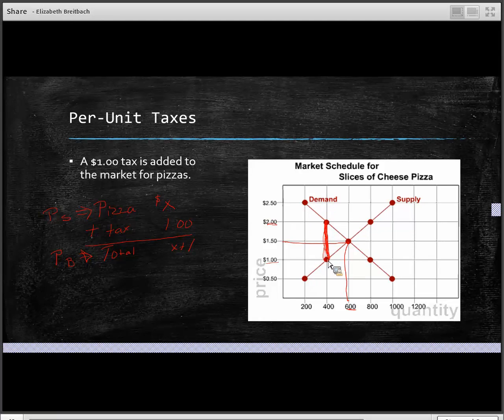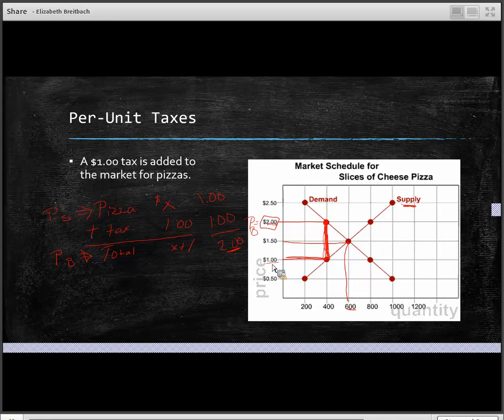Our tax is also $1, right? And then where do we hit the demand curve? We hit the demand curve at $2. That's X plus 1. Okay, so the price that buyers pay is equal to $2. That's the total bill. The price that sellers receive is $1. Okay? All right, so then we have that tax wedge of $1.